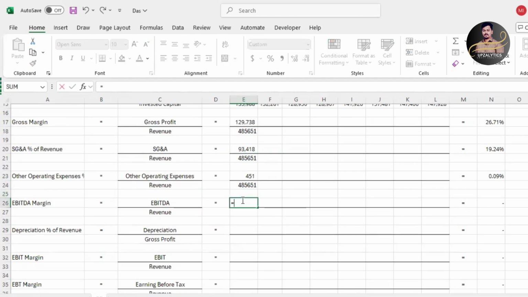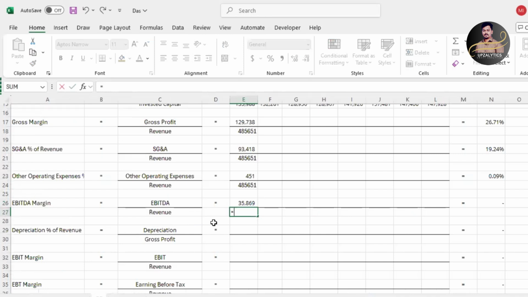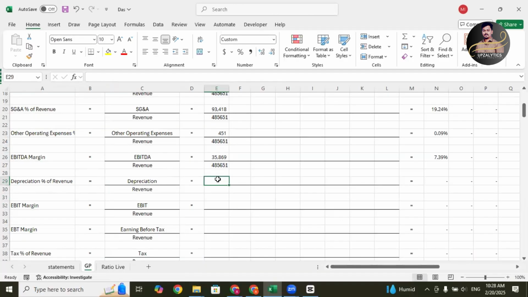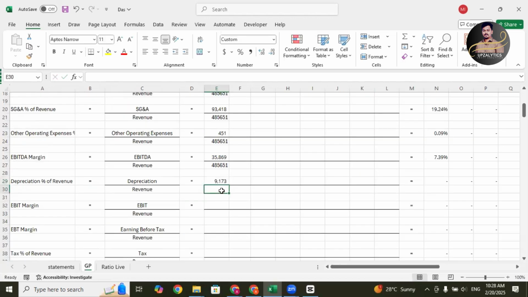Let's calculate EBITDA, earnings before interest, tax, depreciation, and amortization. So let's take that from here. How much we have that in our revenue? It's around 7 percent. Another ratio is depreciation as a percentage of revenue. To calculate that, we can take the depreciation from here. Also, with that, let's take the revenue. So, around 2 percent of depreciation we have for revenue.